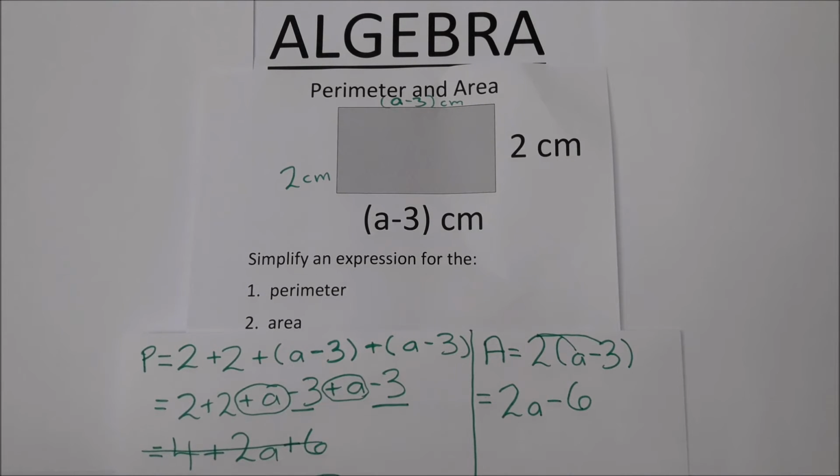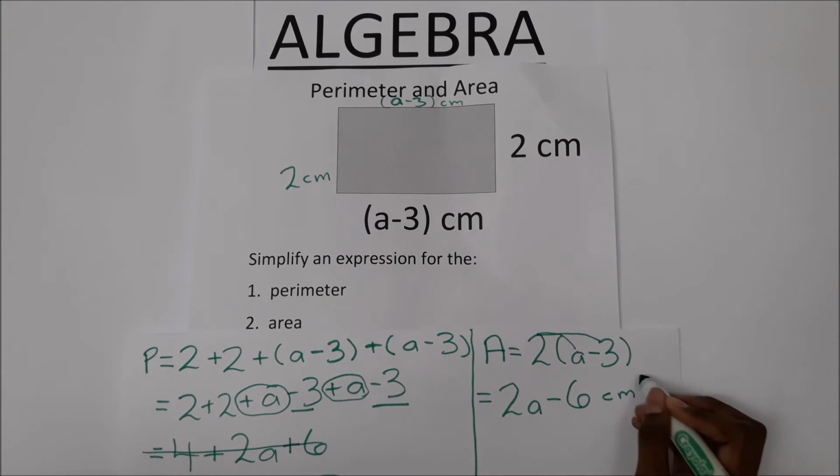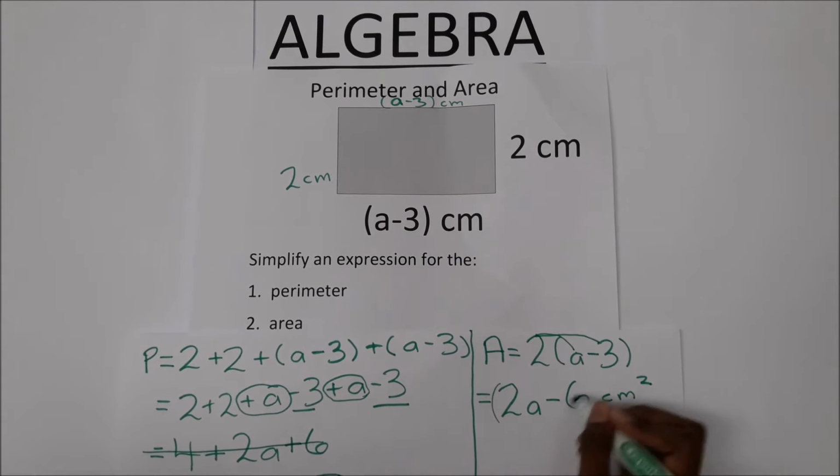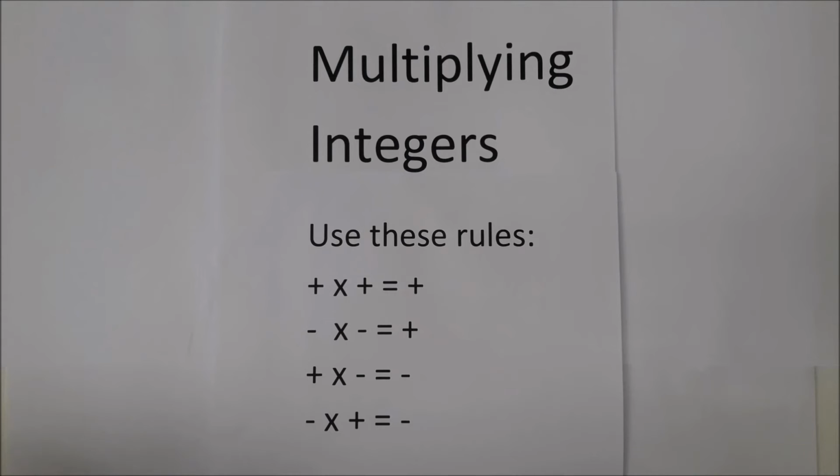Very good. Now today we'll be looking at multiplying the numbers and multiplying the letters. So that's what we want to go into next, because you may have a problem doing it. Put it in brackets, 2a minus 6 in brackets, and square centimeters. That's the correct answer right there. Now we'll be looking at multiplying integers before we get into removing brackets, so you know what to do.